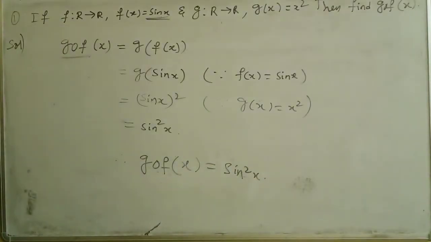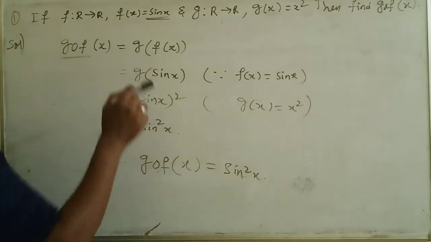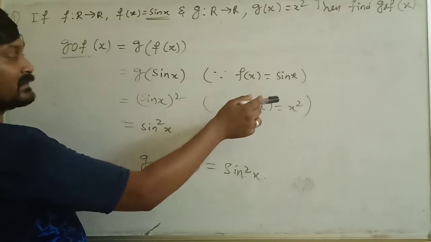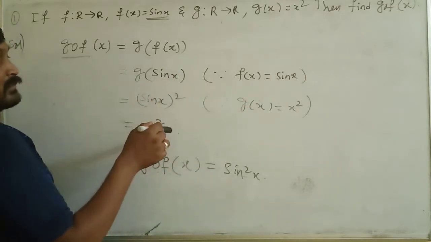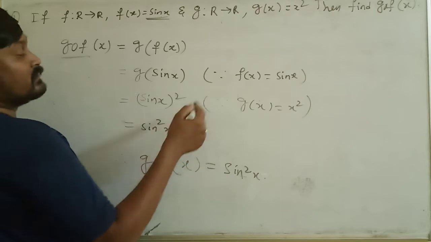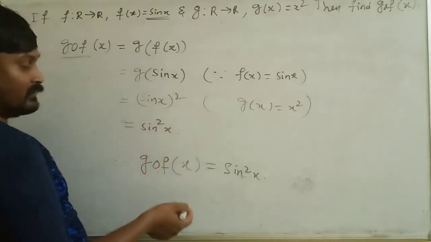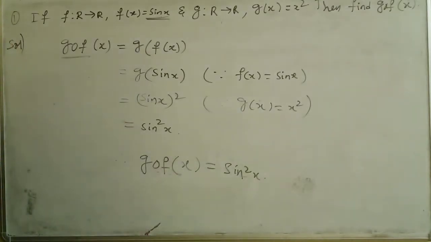This is one of the important problems which was given in the 2019 board exam. I hope you all understood. Very simple: wherever f of x is there, substitute sin x, because f of x is sin x. Then g of x is x square, so wherever x is there, you substitute sin x, then you get the answer. It's just simple substitution. This is about your first question, and now let's move on to the second.